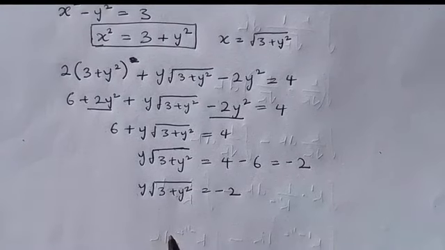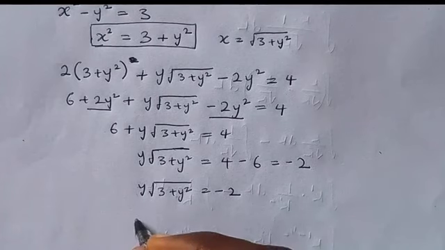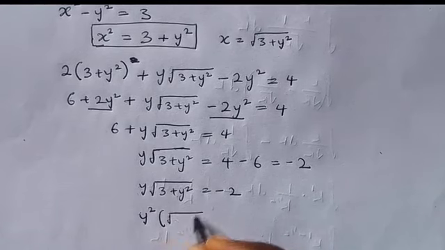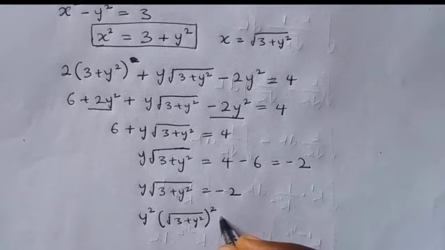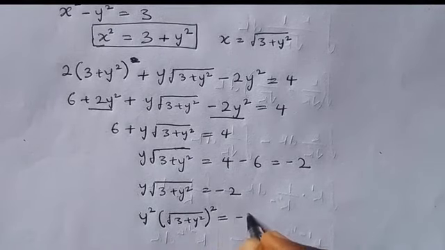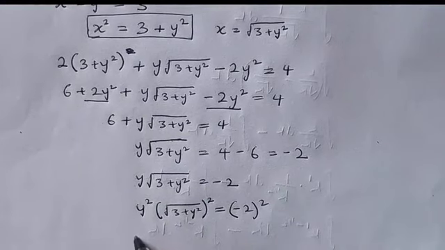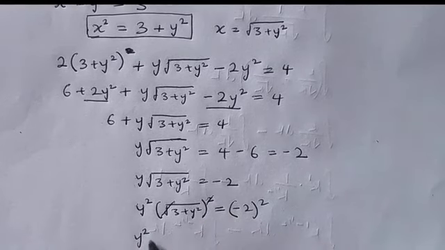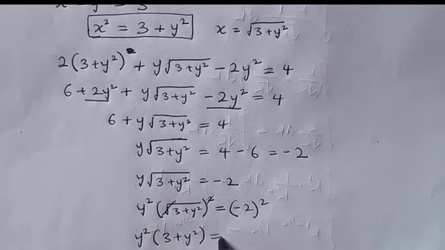Now, let's remove the square root. Let's introduce squares to both sides. That will be y√(3 + y²) all raised to power 2 equals (−2) all raised to power 2. So this will be y squared. This will cancel the square root. That will be y² into bracket 3 + y² equals 4.